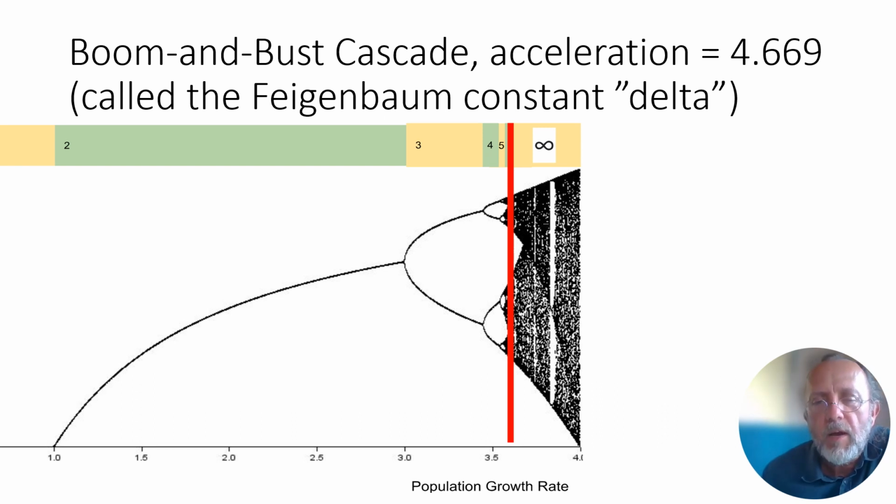And the characteristic of this kind of curve is that it happens very often in nature in different kinds of situations, and the acceleration, that is the ratio of the intervals, gets shorter by a factor of 4.669, and this is called the Feigenbaum constant delta, and it is a universal constant, which means it applies to all kinds of boom and bust cascades.